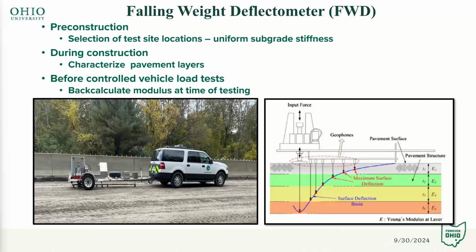So the falling weight deflectometer testing was conducted by the ODOT falling weight deflectometer machine. The operator went when the sections were ready, as previously mentioned, on the different layers as they were being built. During pre-construction, we looked at whether the subgrade had uniform stiffness or not. And then data collected during the construction was to characterize the pavement layers. We also conducted FWD testing prior to the controlled truck testing, to try to get the modulus at the time of testing for our data analysis. The figure there also shows what the FWD basin looks like and the sensors that were collected.